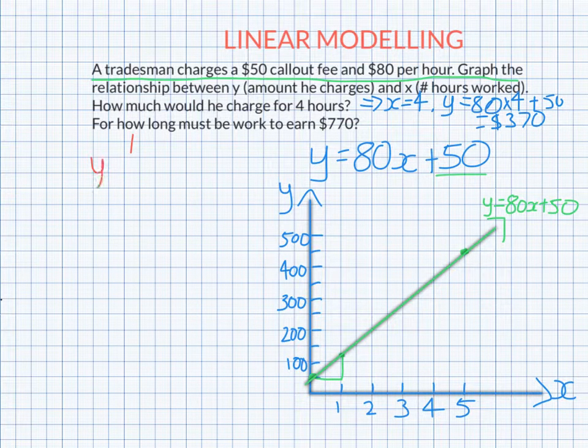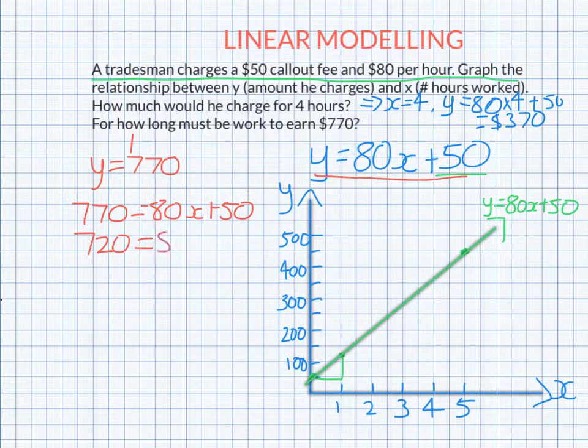So for how long must he work to earn $770? Well, this time y equals 770. So we just take our equation, y equals 80x plus 50, and we change y to 770, and you know how to solve equations like this because you've done it a million times. You would subtract 50 from both sides first, so I get 720 equals 80x, and of course the way to undo multiplying by 80 is divide by 80. 720 divided by 80 is 9, so therefore he must work 9 hours. How easy is that? So I'm just going to do one quick example now where the gradient is negative. Please pause and copy this down if you need.